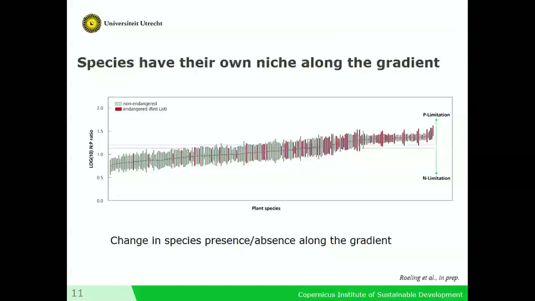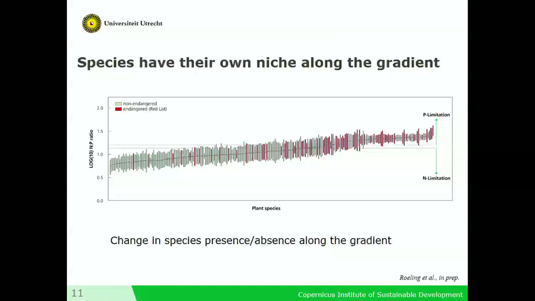Then going along, this picture shows you the niche of plant species along the nitrogen-phosphorus gradient. And as you can see, we clearly see that species have their own niche. If you want details on how we calculated this, please talk to me later. The black dots in every bar indicate the mean niche width. The height of the bar indicates the niche width itself. So these are the niche optima, and these are the niche widths.